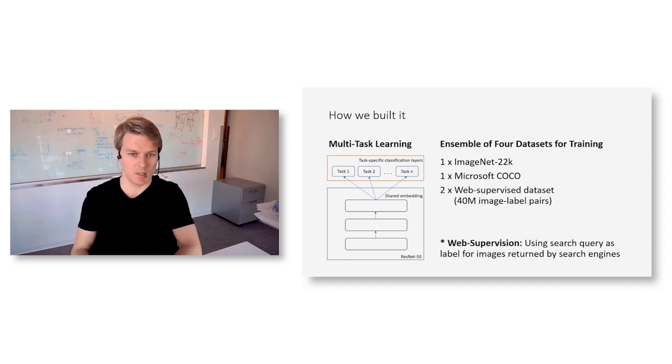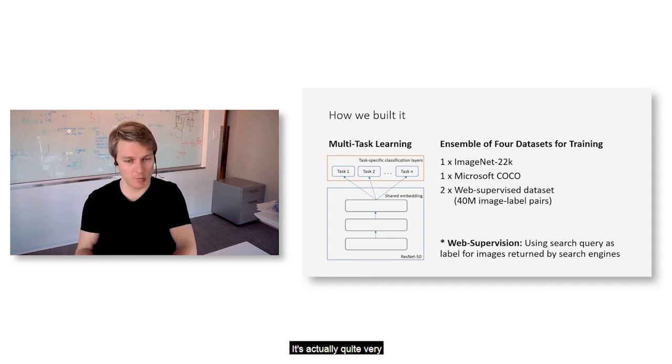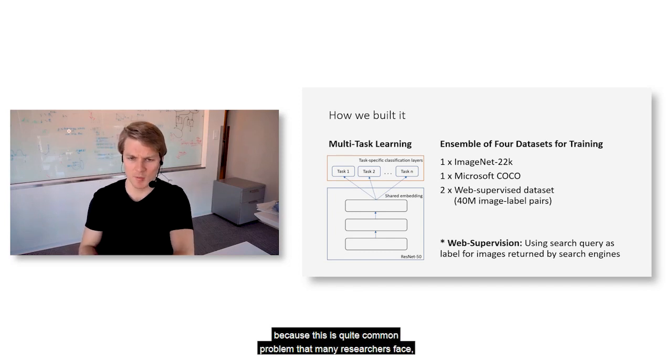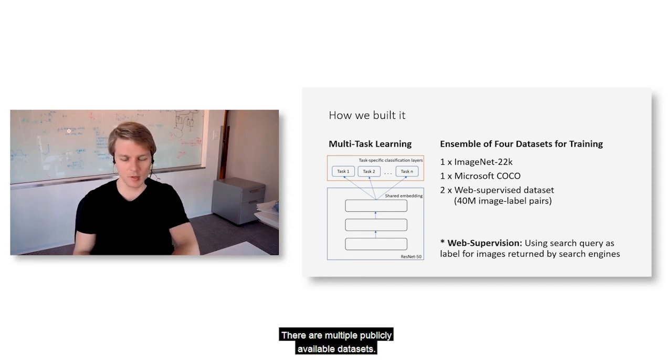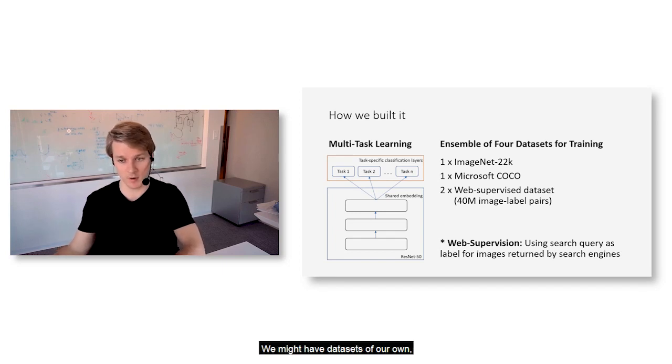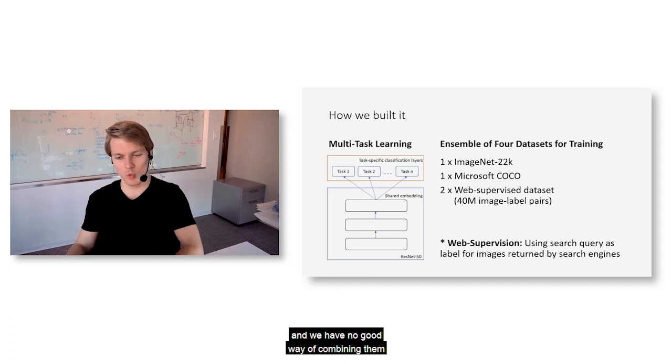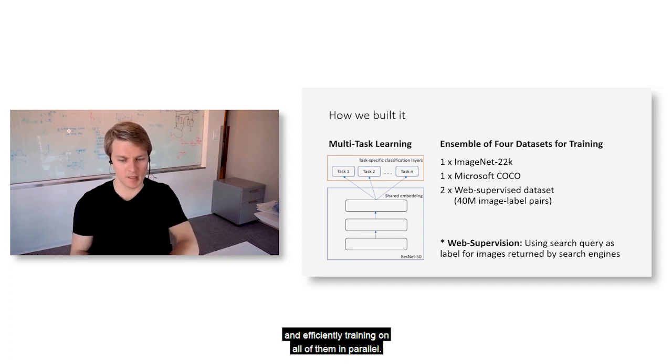This idea is actually quite practical for everyone to use, and a very interesting setup, because this is quite a common problem that many researchers face, that we want to develop good robust models, and we have multiple datasets available. There are multiple publicly available datasets. We might have datasets of our own, and we have no good way of combining them and efficiently training on all of them in parallel.